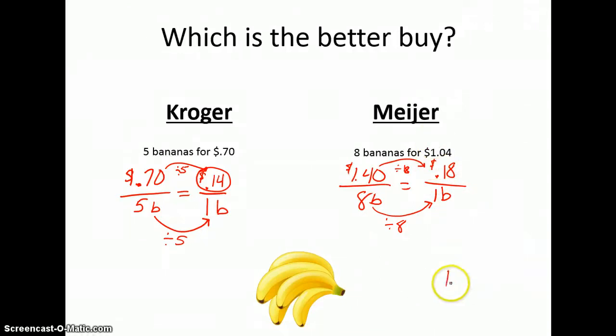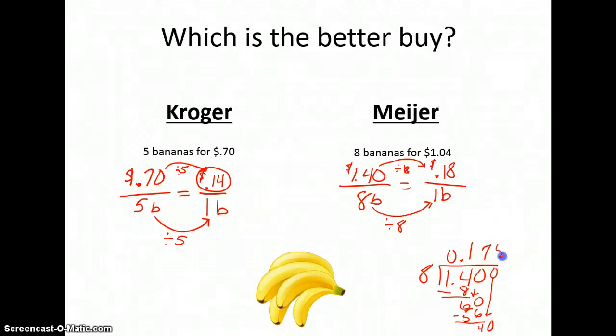Because $1.04, I have to divide that by 8. 8 cannot go into 1. I bring up my decimal. It can go into 10 one time. 1 times 8 is 8. And when I subtract, I get 2. Bring down a 4. 8 goes into 24 3 times.